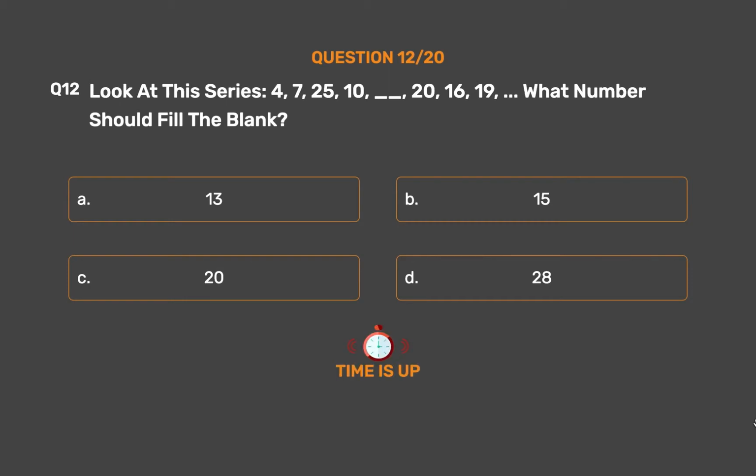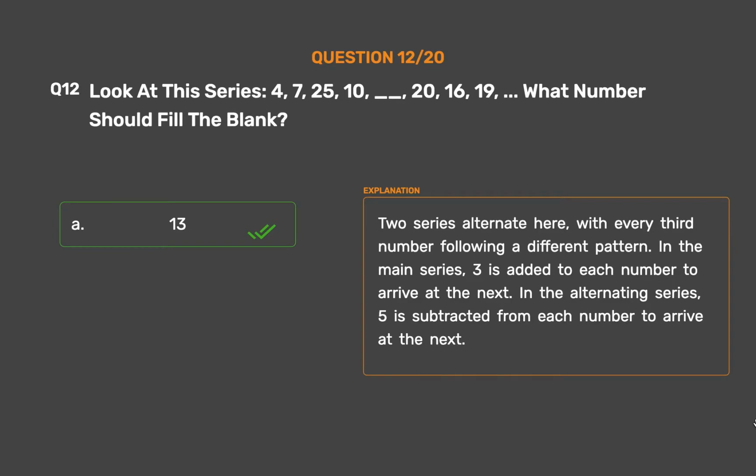The correct answer is option A, 13. Two series alternate here, with every third number following a different pattern. In the main series, 3 is added to each number to arrive at the next. In the alternating series, 5 is subtracted from each number to arrive at the next.